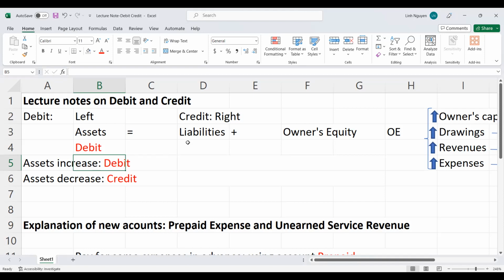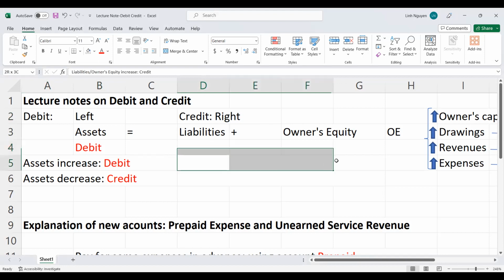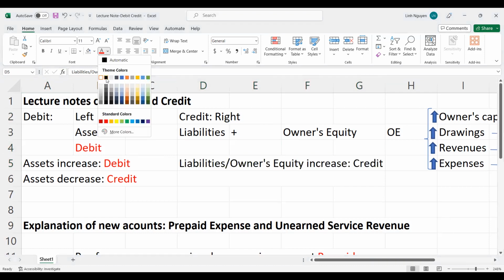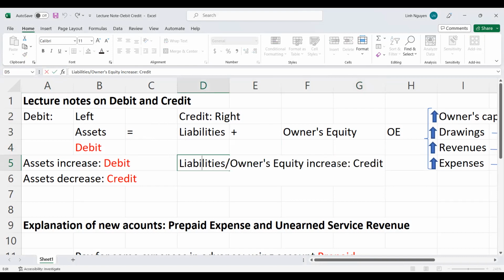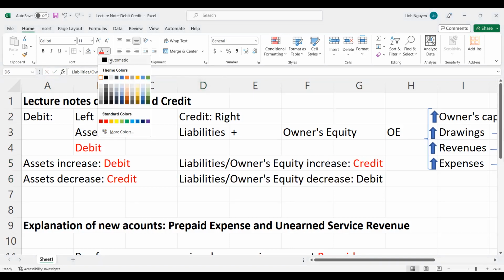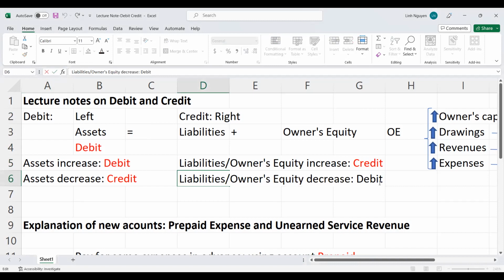Now, liabilities and owner's equity are on the right side of the accounting equation. So when liabilities and owner's equity increase, we credit. And when liabilities and owner's equity decrease, we debit, because the opposite of credit would be debit.